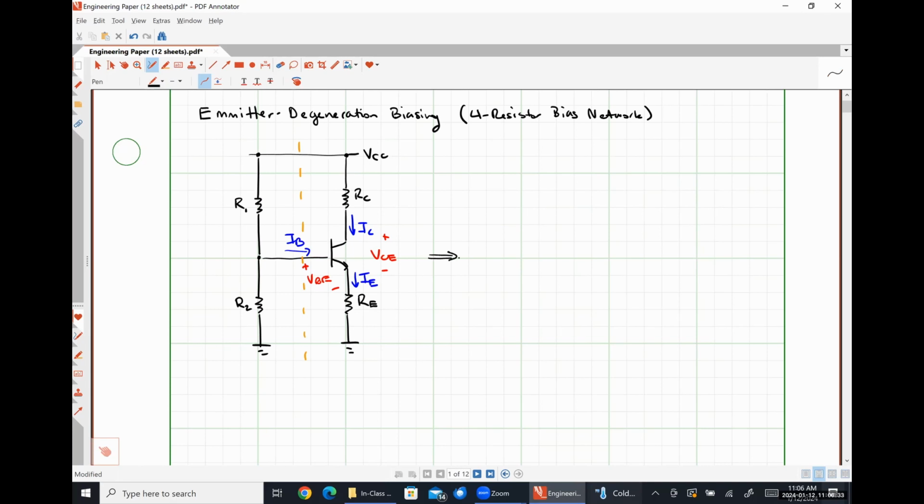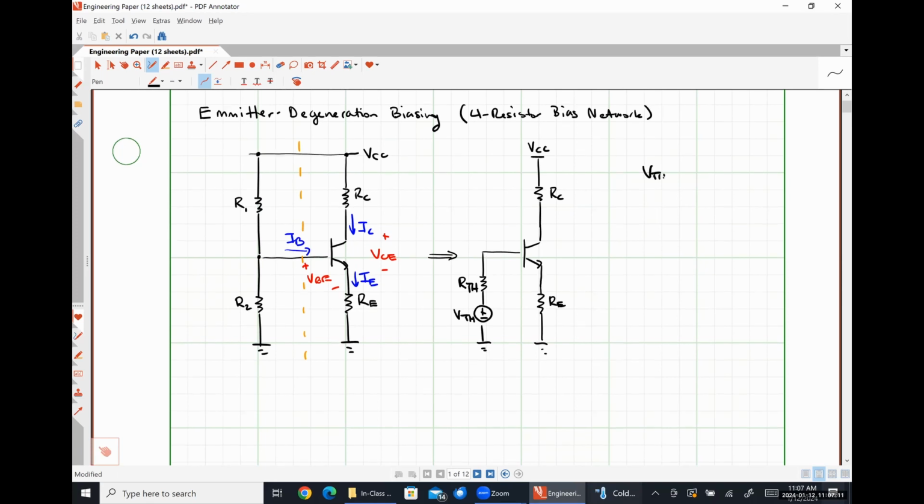For analysis's sake, we're going to be looking at the following circuit. So here's VCC, RC, RE, RTH, and VTH, where our Thevenin voltage should just be VCC times R2 over R1 plus R2. Yet again, exact same situation as we had for the resistive divider biasing, so nothing should change because the left-hand side of the circuit didn't change. And our Thevenin resistance should be R1 in parallel with R2 yet again.